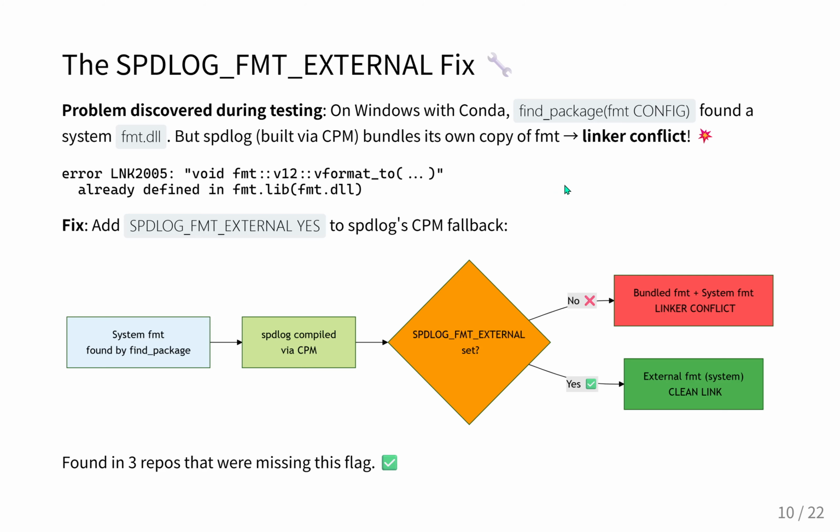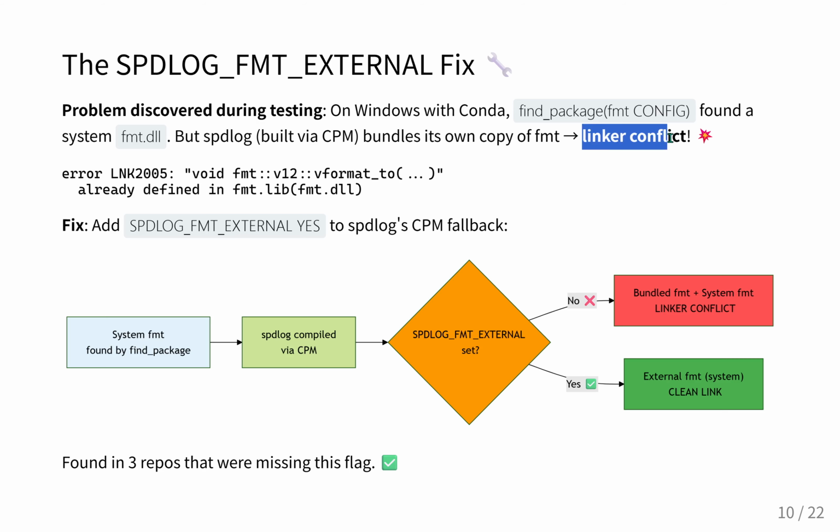Which creates a catastrophic collision. Yeah. Because the wider project is now trying to link against the pre-built system fmt.dll that it proudly found via Conda, and is trying to link against the newly compiled internal fmt that spdlog just built. Yeah, it's a classic linker conflict.